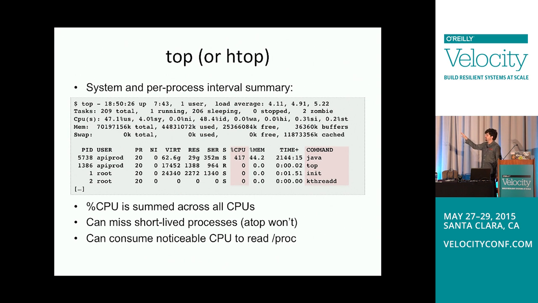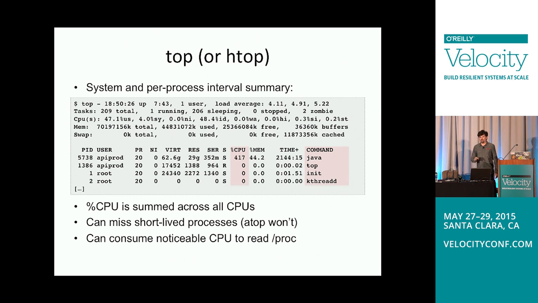Top has a great system-wide summary at the top, and then we've got the per-process or per-task information. I've highlighted a couple of columns like %CPU and the command. It's a great system-wide summary, solved countless issues. CPU is summed across all CPUs, that's why Java can be at 417%.